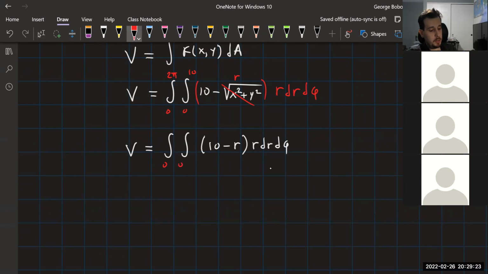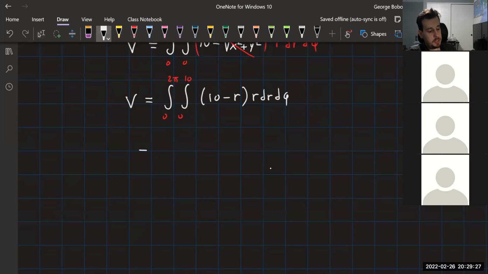Okay, so we're going to open it up a little bit. What do we get right now? We get 10, this double integral. I can actually factor the phi integral outside. Like, what are we doing? Just factor it.